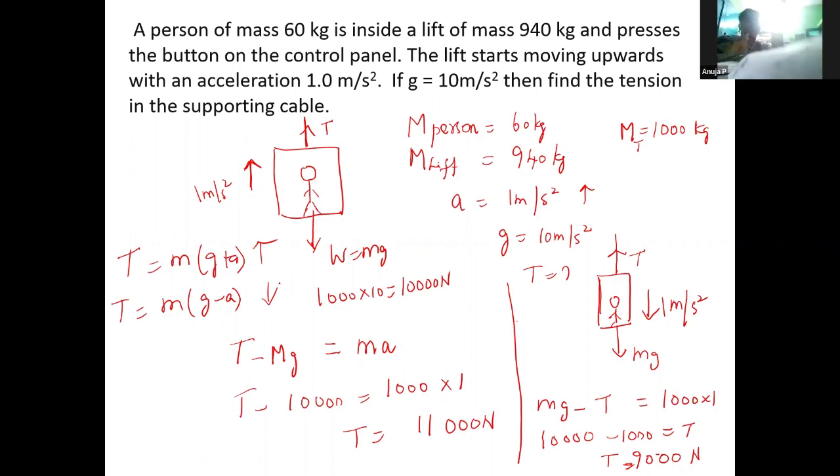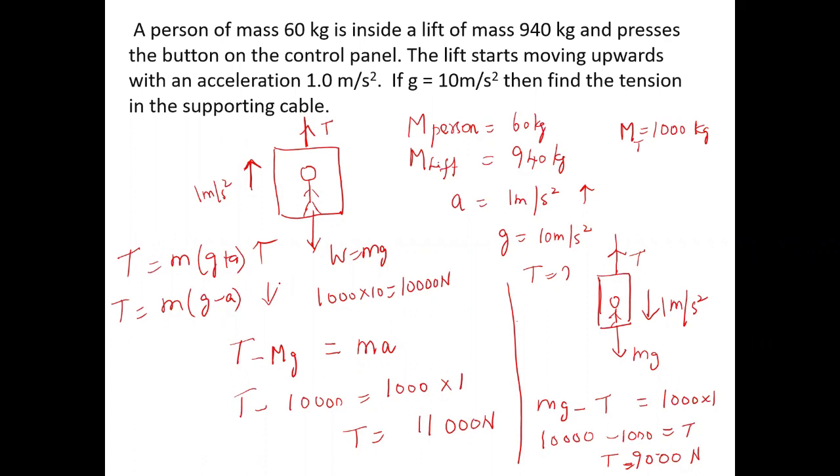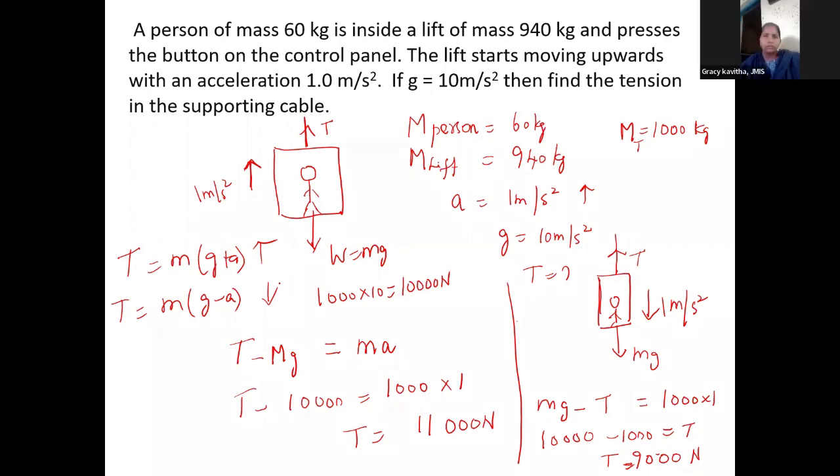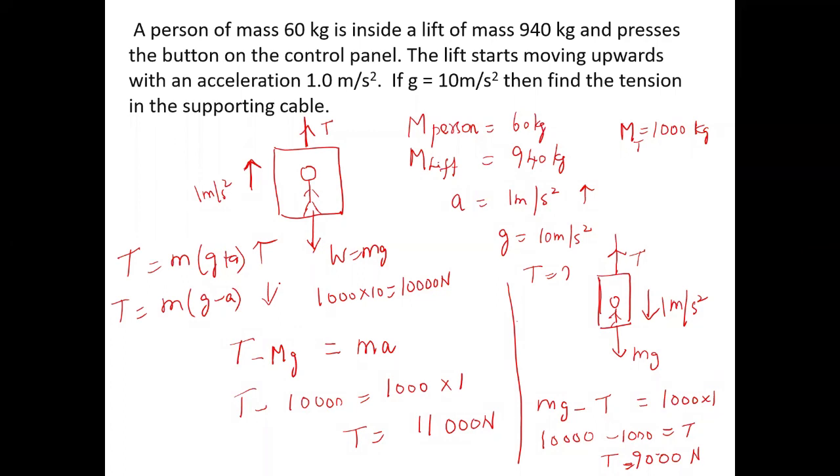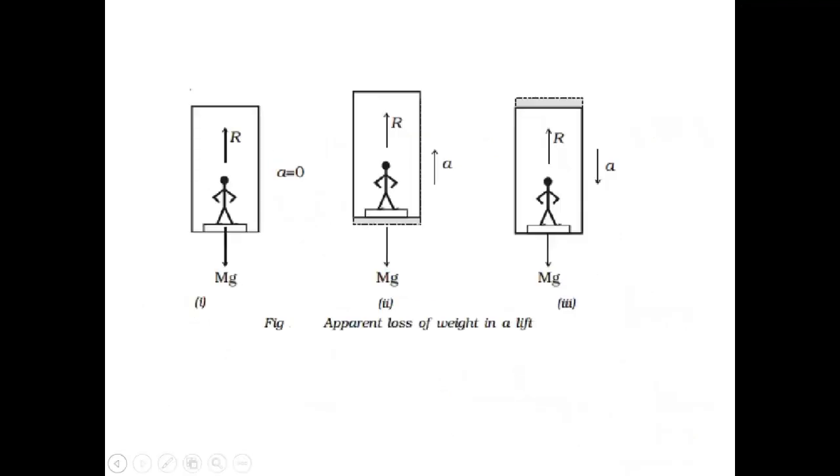Suppose the cord of the lift is cut, what will happen to the tension? What will be a in that case? It's a free fall now. It is going to fall freely. When the object is falling freely, what is the acceleration? a is equal to g. So when the lift is falling freely, a becomes g. So what will be the tension? m into g minus g, so T is equal to zero. We have discussed all the cases.